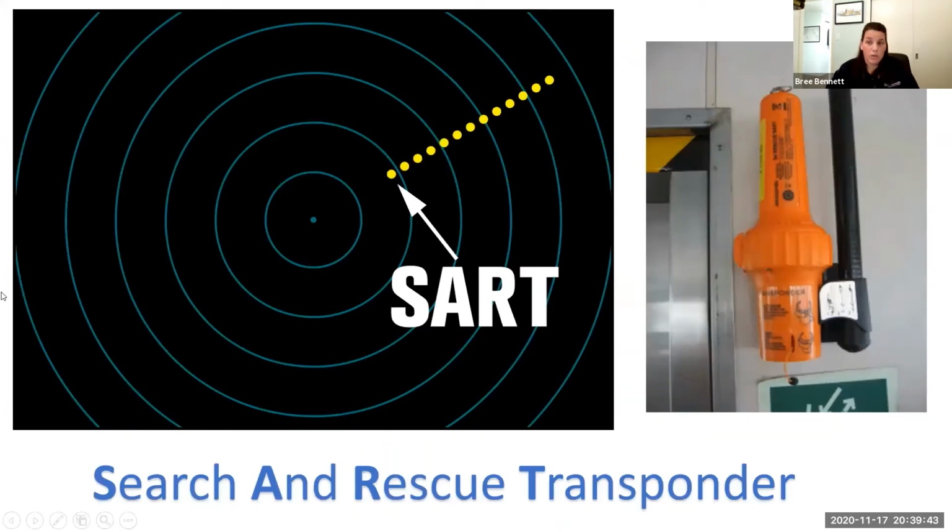Then other weird things we're going to see on the radar is a SART. A SART is a search and rescue transponder. And they give you a series of dots, which as you get closer can turn into arcs or concentric circles. And the SART is always going to be closest to you. This is what a SART looks like.